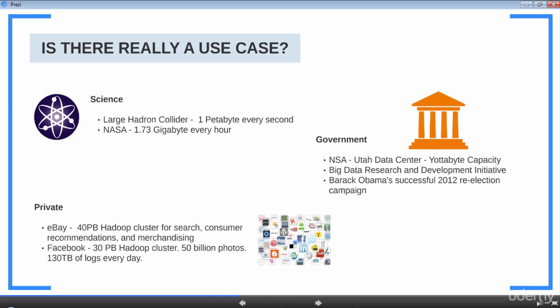Let's talk about the government. NSA, that is National Security Agency, is known for its controversial data collection programs. And guess how much NSA's data center at Utah can house in terms of volume? A yottabyte of data. That is 1 trillion terabytes of data. Pretty massive, isn't it? In March 2012, Obama's administration announced about $200 million in big data initiatives. So you can understand the significance behind big data and its analysis.